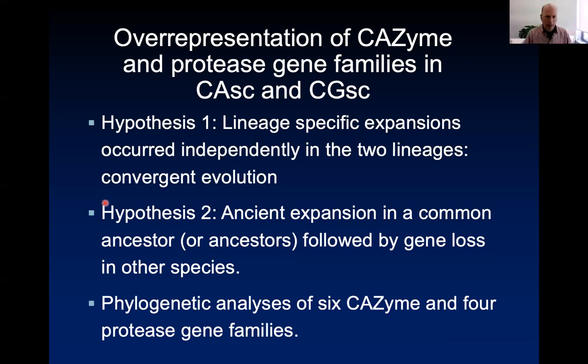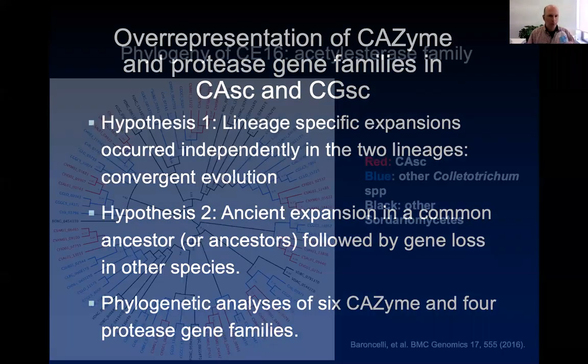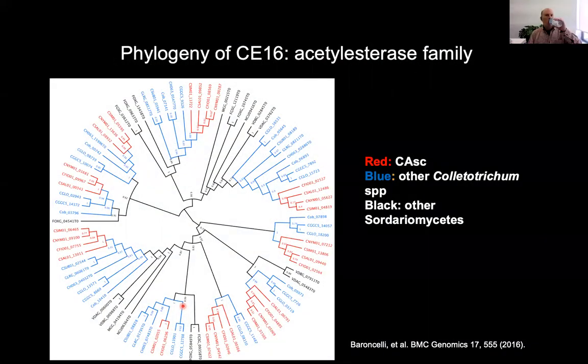So how did we test these hypotheses? Well, we constructed phylogenetic analyses of 6 CAZyme gene families and 4 protease gene families. I'm not going to show you all of those, I'll just show you 2. This is a phylogeny of the acetylesterase gene family. These enzymes are responsible for hydrolysis of xylans, and you can find highly acetylated xylans in woody plants.